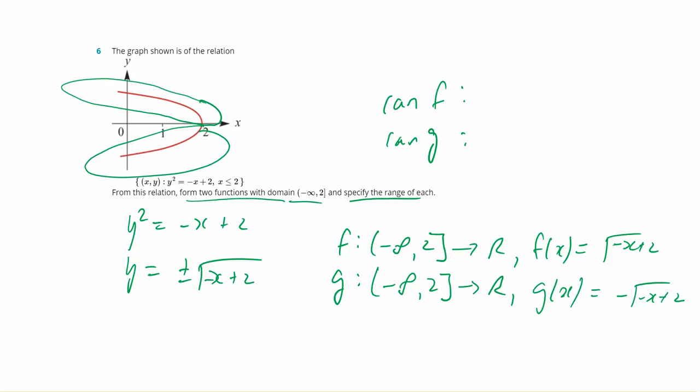The range of f would be the top half, which means that it is 0 to infinity, because it goes on forever up there. Okay, 0 to infinity. The range of g is negative infinity to 0.